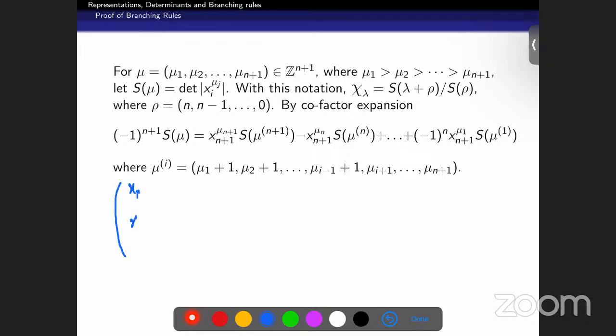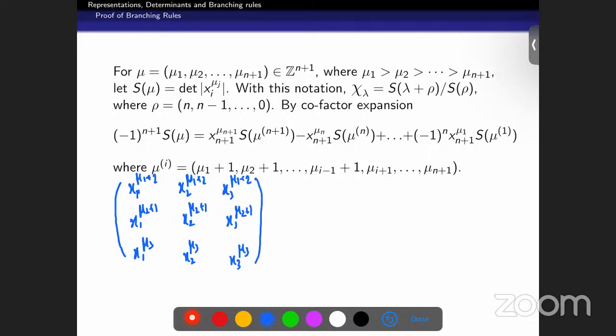So I've got x1, let's say, mu1 plus 2, mu2 plus 1, mu3, x2 power mu1 plus 2, x2 power mu2 plus 1, x2 power mu3, x3 power mu1 plus 2, and so on. So we have got the determinant of this, right? What we'll do is we'll expand along this column. That's what we call cofactor expansion or the Laplace expansion. So expanding along the columns, what would that give me.